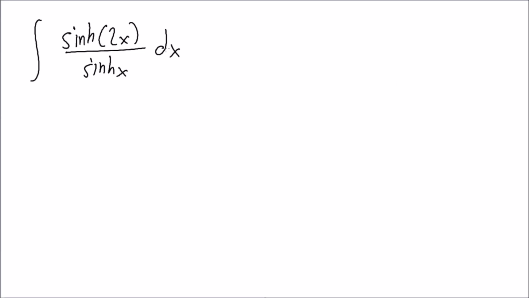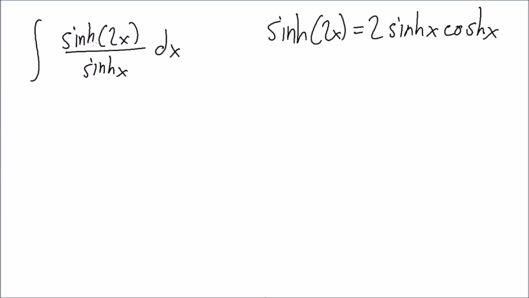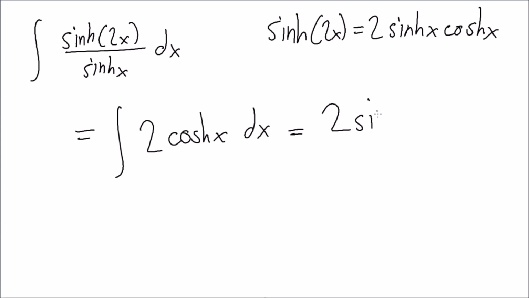Okay, so now what about sinh of 2x? For hyperbolic, it's also the same thing as for regular trig functions. So sinh of 2x is also equal to 2 times sinh x cosh x. So you could just sort of simplify it like that. So this becomes the integral of 2 cosh of x dx. And so now this is equal to 2 sinh of x plus c.